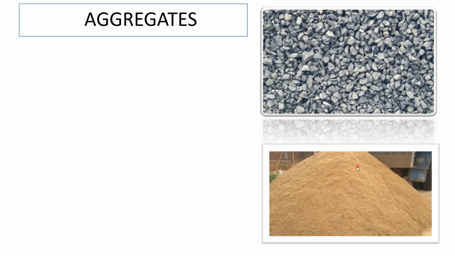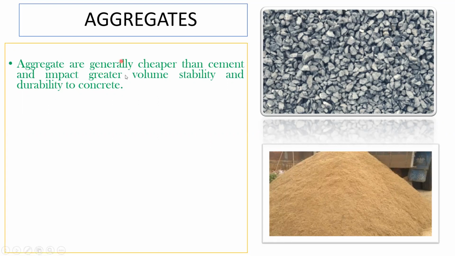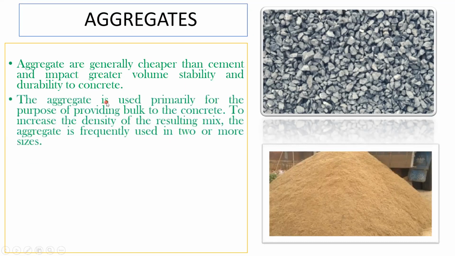Sometimes we call this sand as well, right? So what is the use of all these things? First, aggregates are generally cheaper than the cement and impart greater volume stability and durability to the concrete. So the aggregate is used primarily for the purpose of providing bulk to the concrete. That means in order to have a good mixture and also to have more volume, along with the cement, we try to add coarse aggregate and fine aggregate.